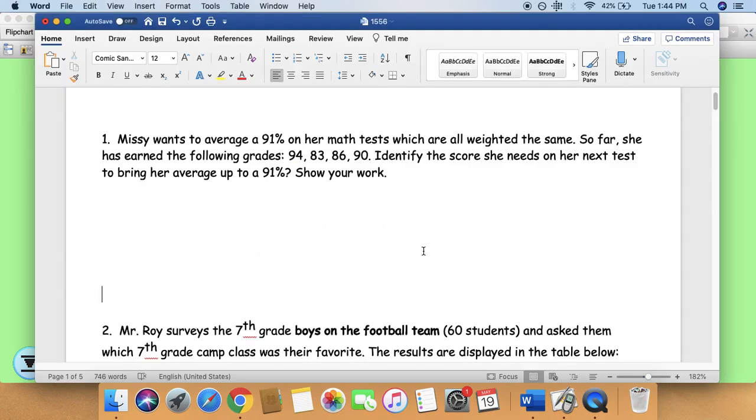Okay, so I'm going to do or redo some of these problems because a few guys have some other things to do, and you might have missed a couple of questions here and there. So, question one says, basically, that Missy wants to have a 91 average as her final.